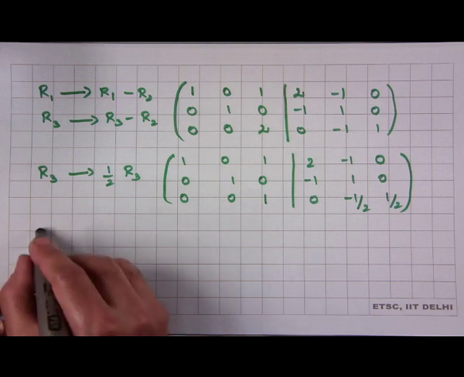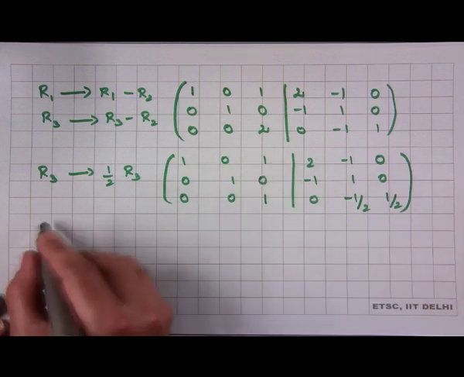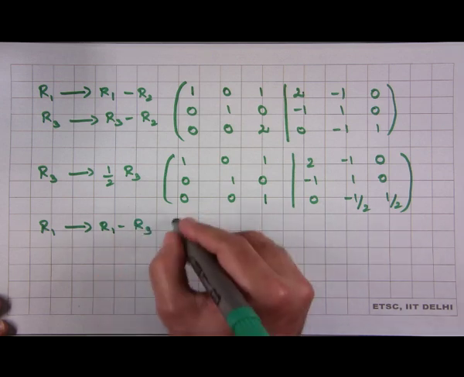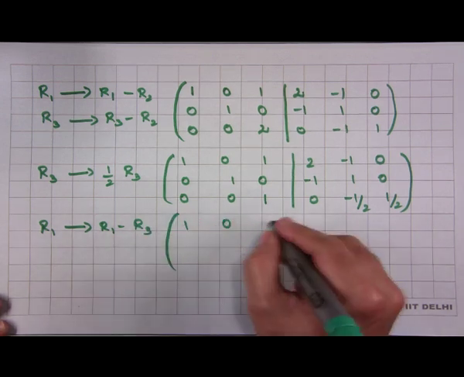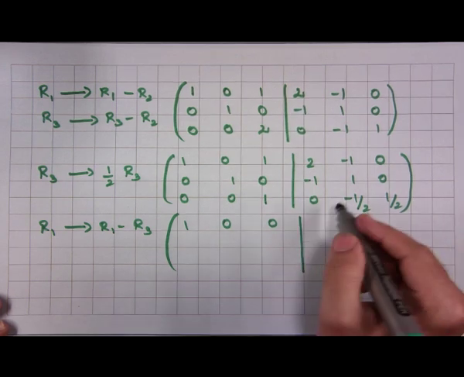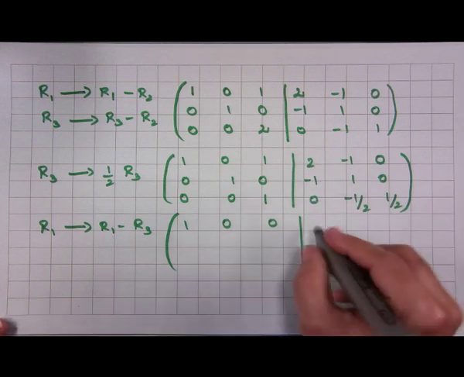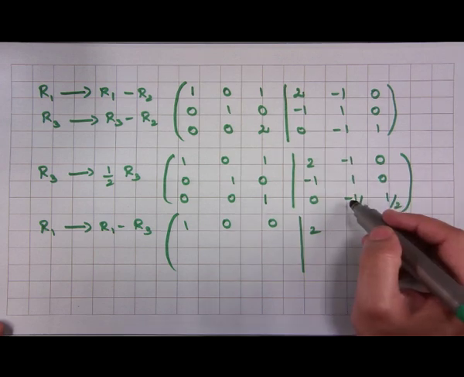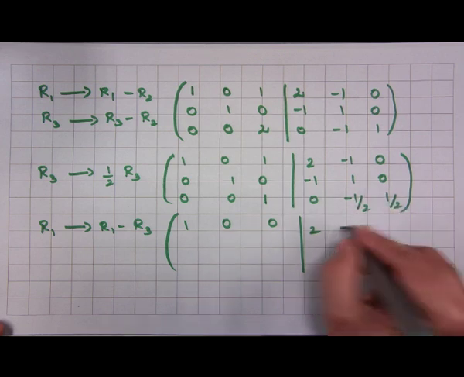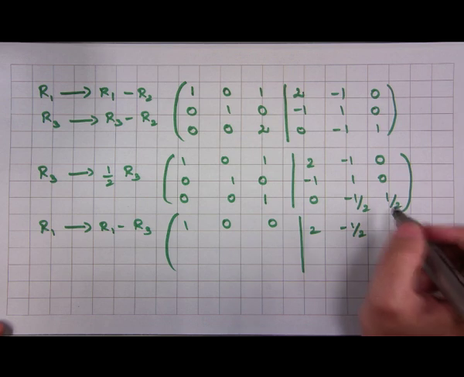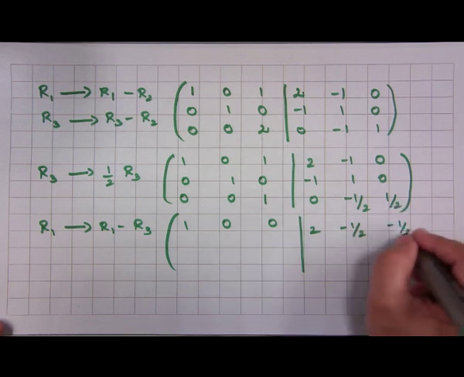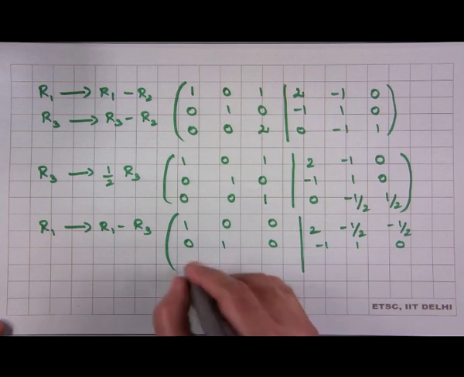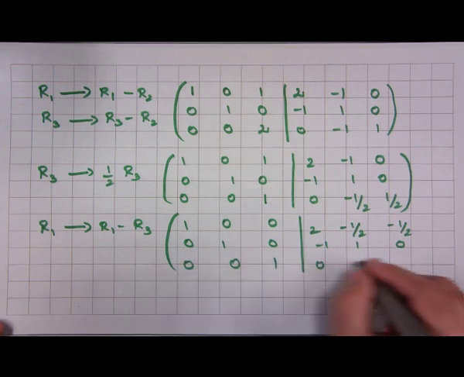Now we will have to convert this 1 into 0. R1 is replaced by R1 minus R3. 1 0 0. R1 minus R3: 2 minus 0 which is 2, minus 1 minus minus half, which is minus 1 plus half. So, you have minus half, 0 minus 0 which is 0, 0 minus a half, you again have minus half. The other things remain unchanged: 0 minus half and half.